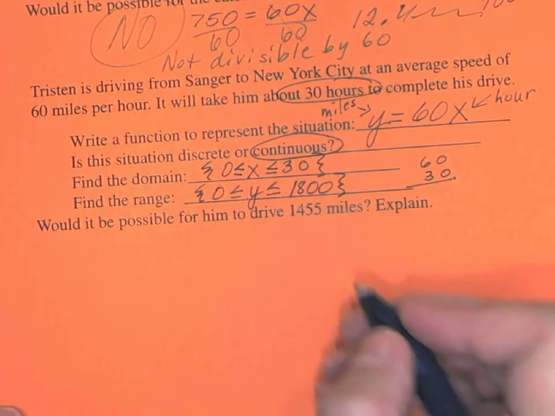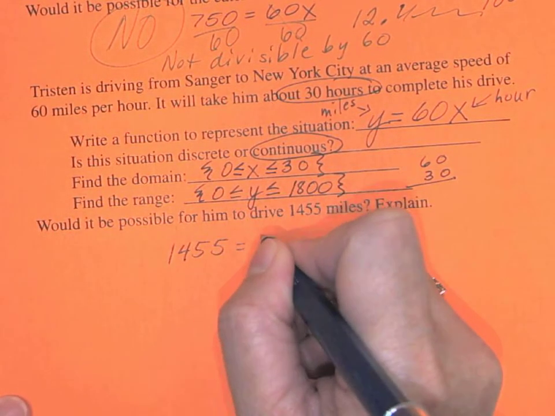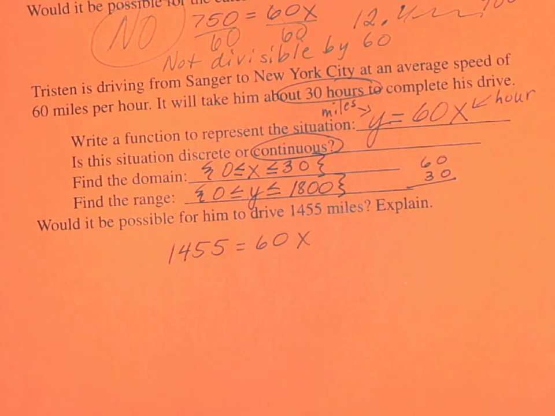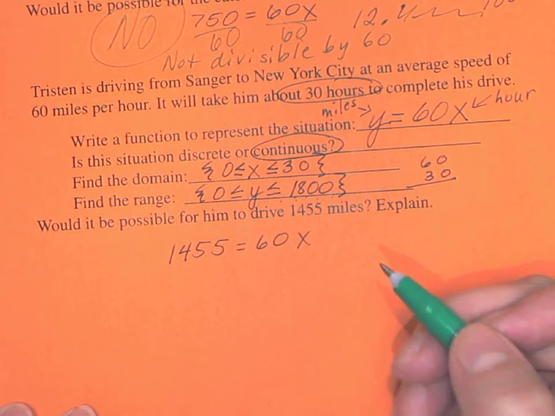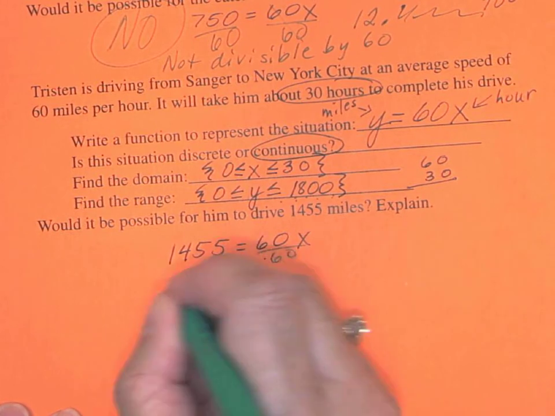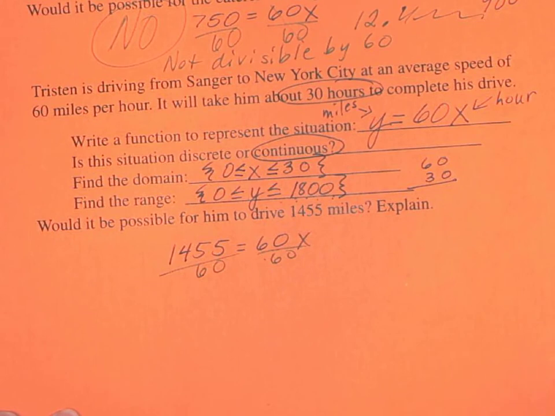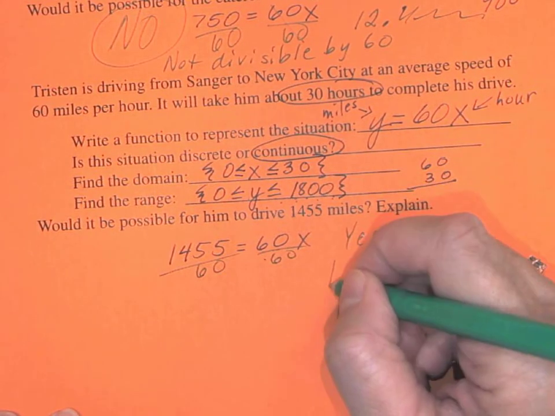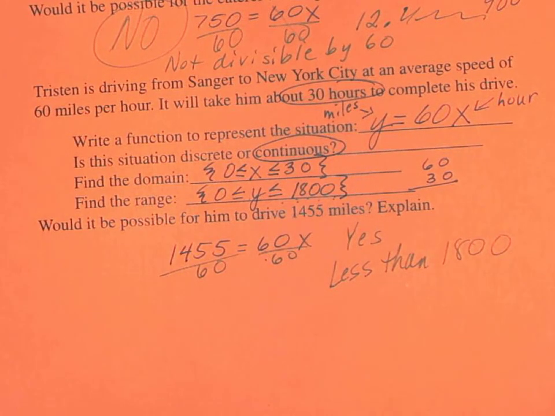Would it be possible for him to drive 1,455 miles? Well, let's divide. It's less than 1,800, and it doesn't have to be perfectly divisible by 60 because it's continuous. So as long as it fits within here, we don't have to worry about whether it's divisible. So yes, because it is less than that, and he can do it in less than 30 hours. So there's just a few examples of reasonable domain and range.